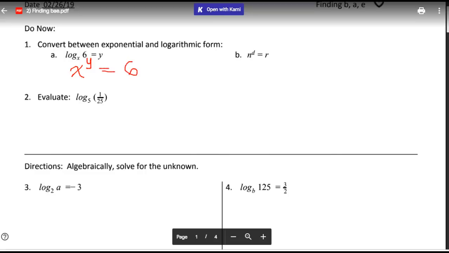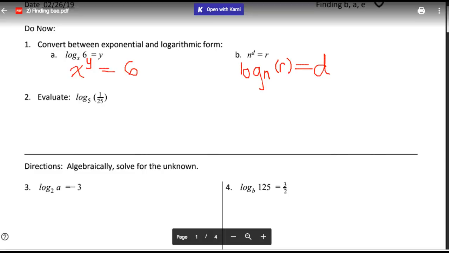And then for the other part of this question, it started in exponential and we need to go to logarithmic. So it's n to the d equals r. So when I write my log, I'm going to do base n of r equals d. Remember, it's always base, answer equals exponent.